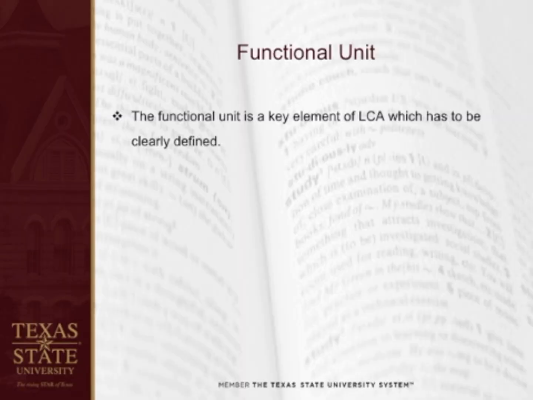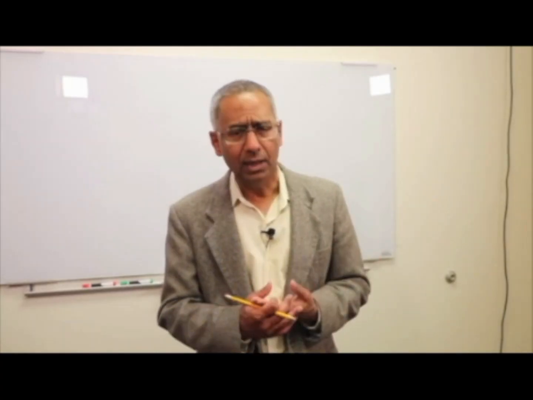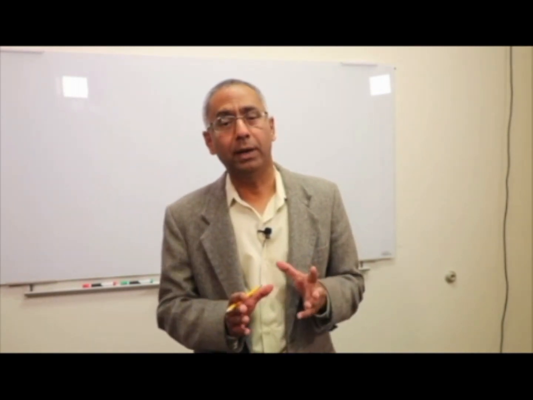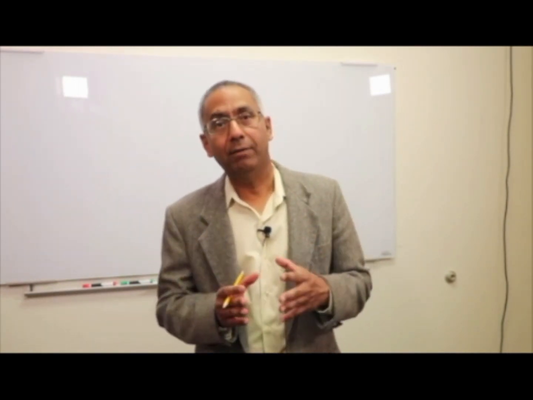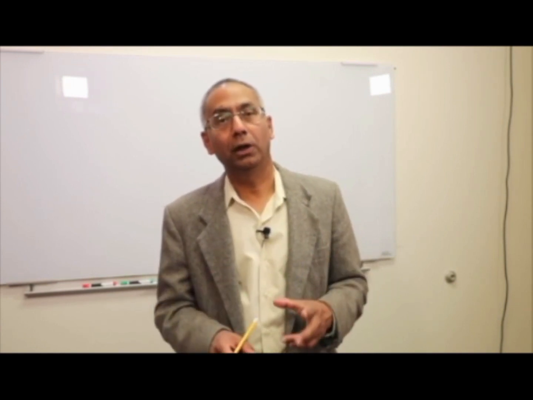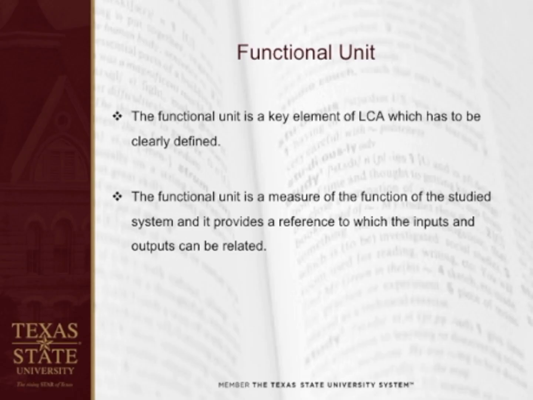We're going to talk about some of these parameters. The first one is what is called a functional unit. Very important in an LCA, and it's important that everybody associated with the study have a clear and consistent definition of what the functional unit is. So it has to be clearly defined. It's basically a measure of the function that you're providing in the product or service. It's a measure of the function. It is a common reference to which all the inputs and outputs can be related.